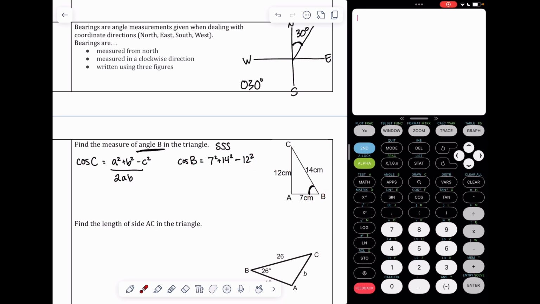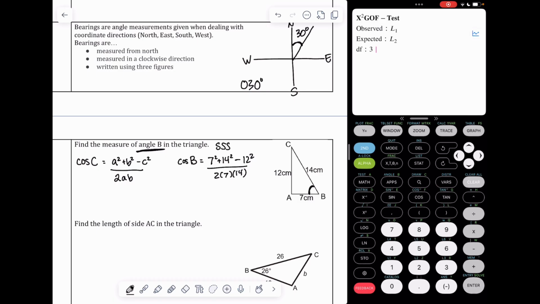A little trick you can use to remember that: the angle is furthest away from its opposite in the formula, and in the triangle it's furthest away from its opposite. And then we'll divide by 2, and then here we use 7 and 14, the adjacent sides again.